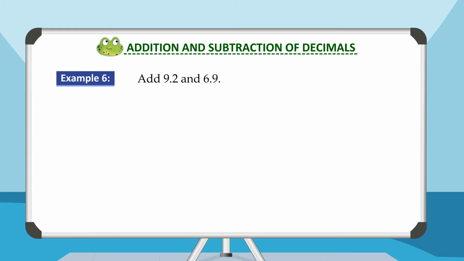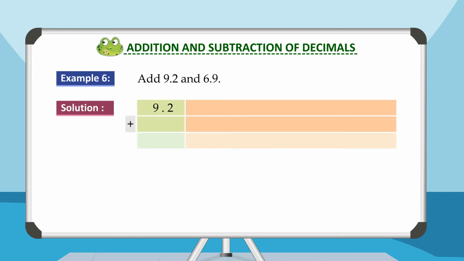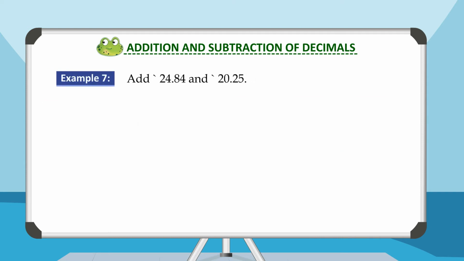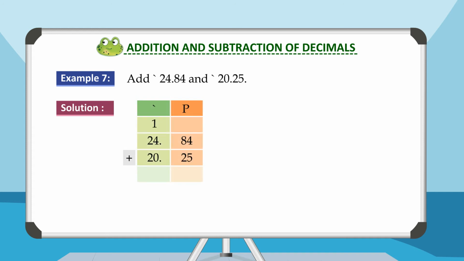Example 6. Add 9.2 and 6.9. Solution. 9.2, 9 ones plus 2 tenths. Plus 6.9, 6 ones plus 9 tenths. 16.1, as 15 ones plus 11 tenths is equal to 16 ones plus 1 tenth. Example 7. Add rupees 24 and 84 paise and rupees 20 and 25 paise. Solution. Rupees 45 and 09 paise.